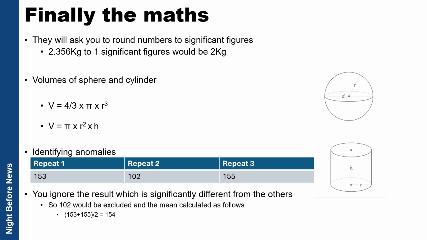So to work out the mean for these values, we would do 153 plus 155 and take the sum of that calculation and divide it by 2, which gives us a mean value of 154.